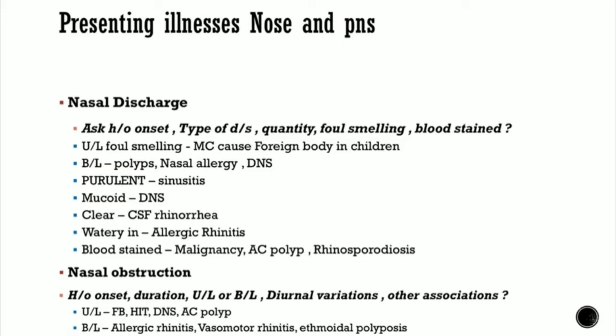Mucoid discharge is seen again in DNS, clear discharge in CSF rhinorrhea, watery discharge in allergic rhinitis, bloodstained discharge may be seen in malignancy, antrochoanal polyp, and rhinosporidiosis. Next is the history of nasal obstruction.